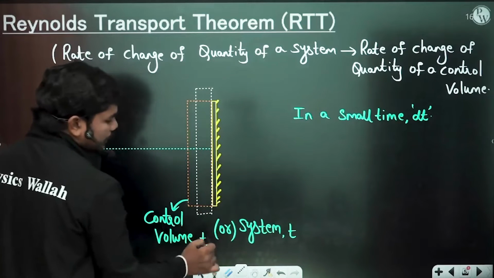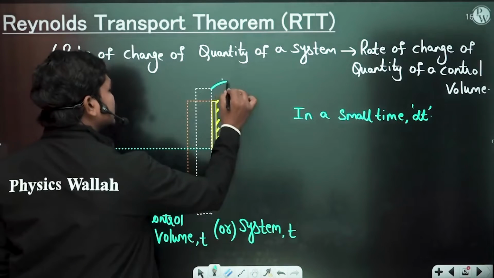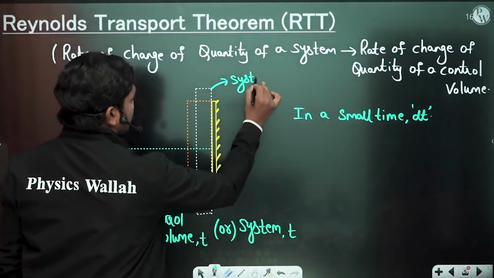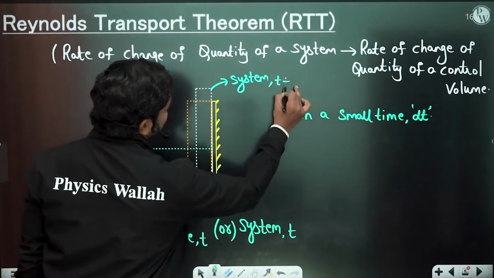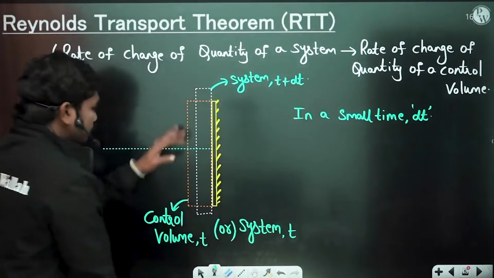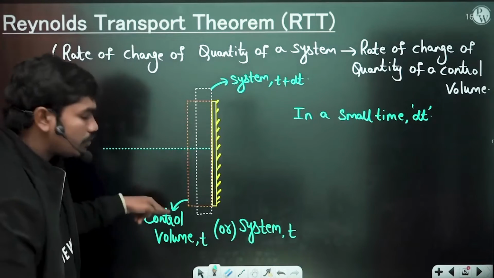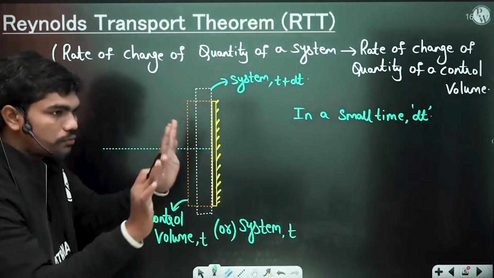So this is my system at time t. So this is system at time t plus dt. But my control volume at t plus dt is the same orange dotted line, correct? Because my volume doesn't change.